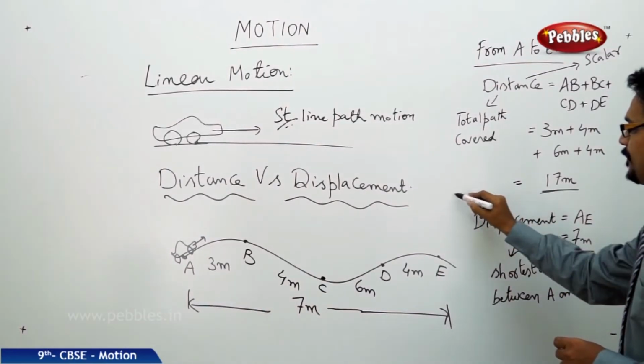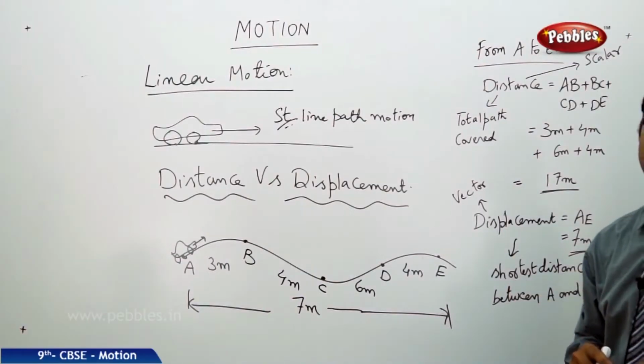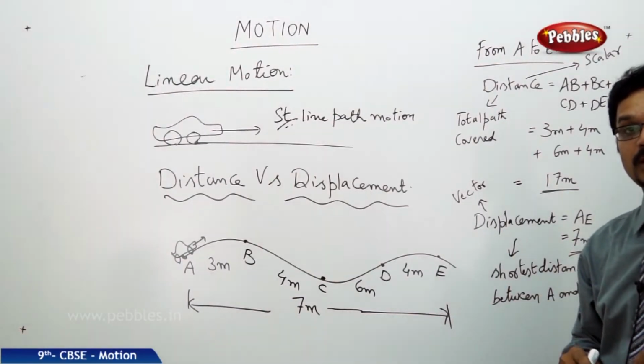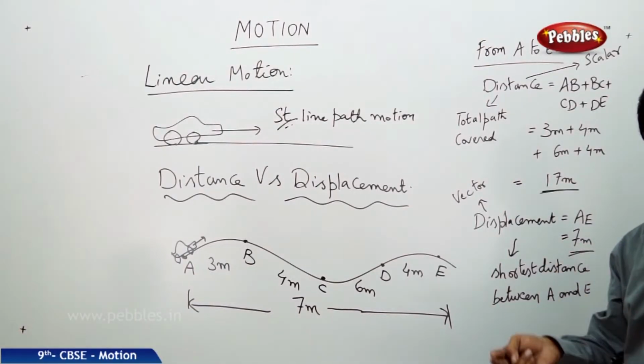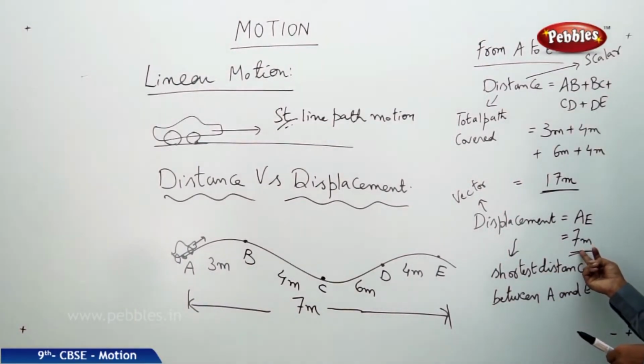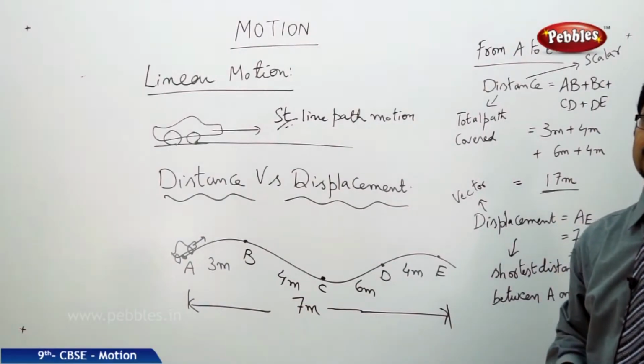I'm writing here. Vector means it has both magnitude and direction. So when I say magnitude and direction, the magnitude is 7 meters. We have understood. Now what about the direction? What is the direction in this case? Yes, you should be very careful about that.